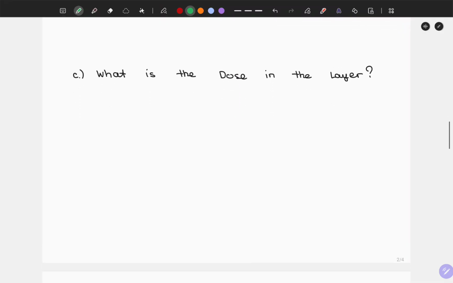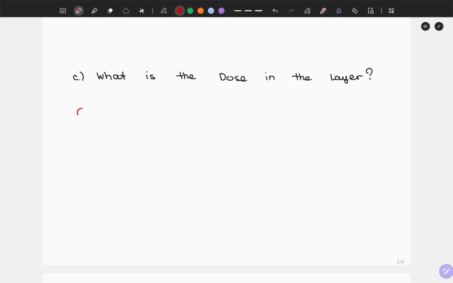What is the dose in the layer? To find the dose, we use another equation that is given in the textbook, where the dose is equivalent to the surface concentration times the square root of pi times D times t. We know all of these values.